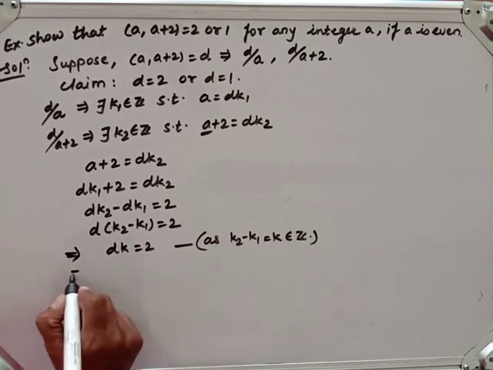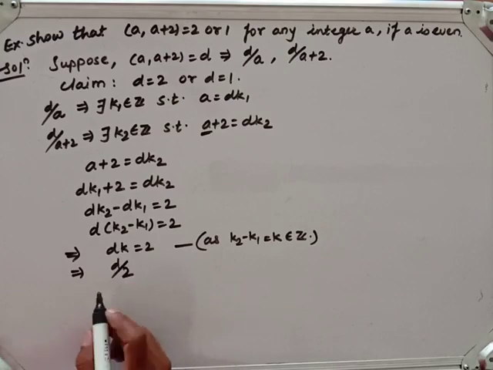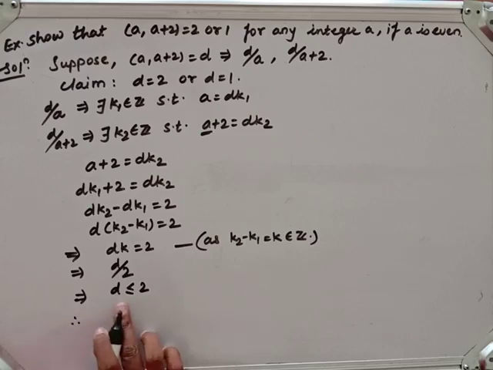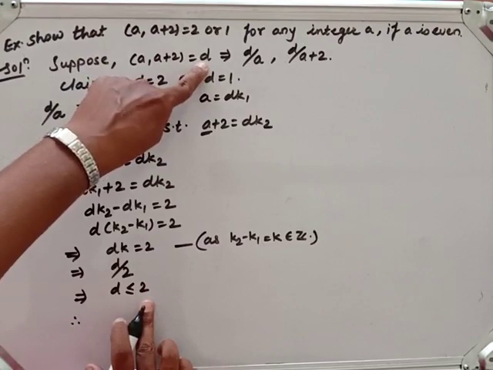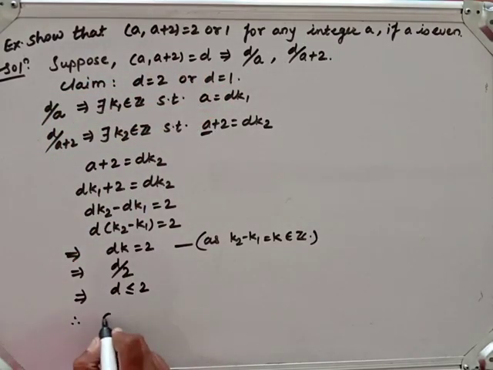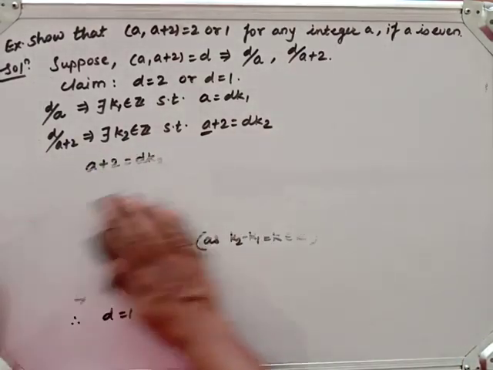Fine. So, this says d divides 2. d is a divisor of 2. So, as d is a divisor of 2, d is less than or equal to 2. But d is a GCD, so it is either 2 or 1. So, this says d is equal to 1 or d is equal to 2. Now, this is the answer of this question. Now, let us go for the next example.